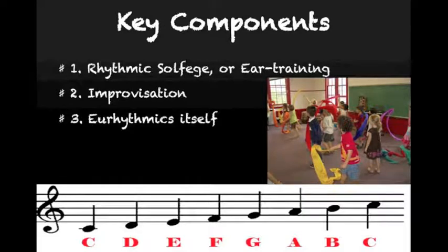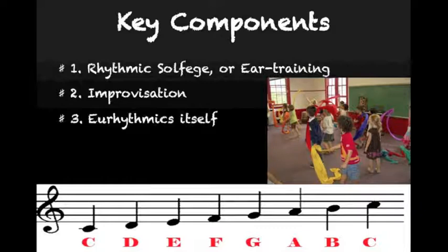Now, the key components to the Dalcroze method are comprised of three things: rhythmic solfege, or ear training, improvisation, and eurythmics itself. Beginning with rhythmic solfege, Dalcroze always believed that musical students required the skill of being able to write what they hear and hear what they write. Solfege is taught in the fixed do approach based on the French approach. Now, what makes rhythmic solfege unique is that solfege is always combined with movement, both locomotor and non-locomotor.